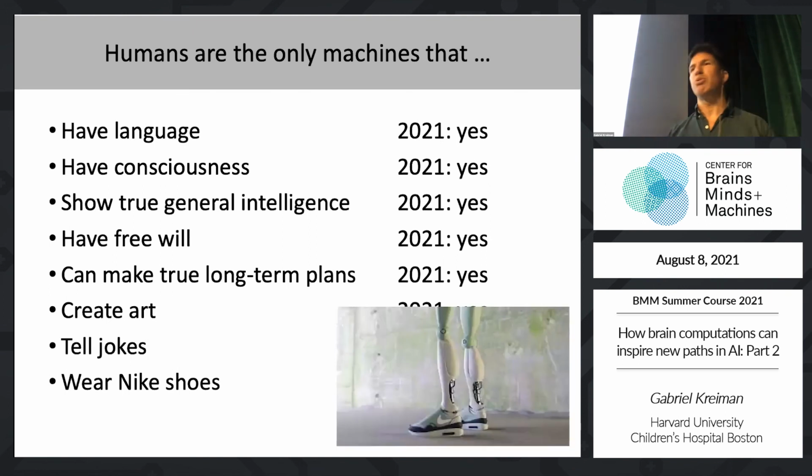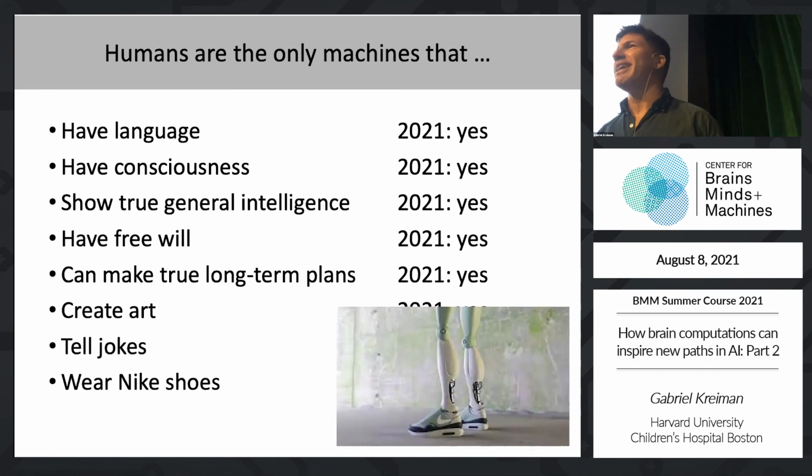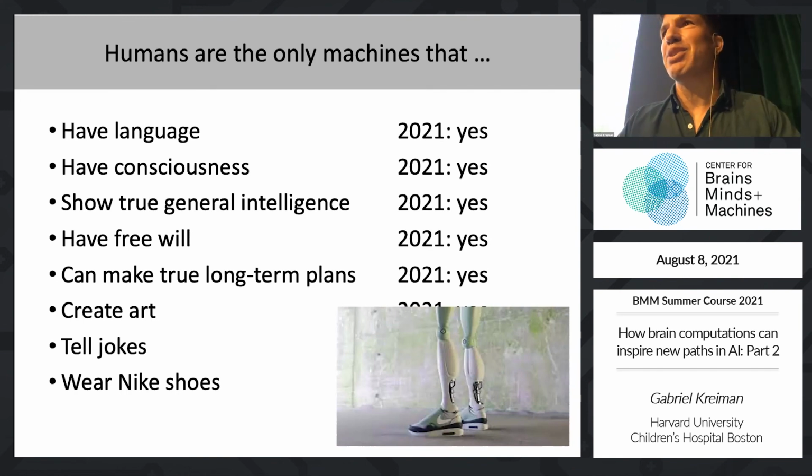And here's a robot wearing Nike shoes, so machines can wear Nike shoes. But otherwise, I think that we will be able to have AI that can solve all of these problems. And I really hope that all of you will be involved in this exciting adventure.